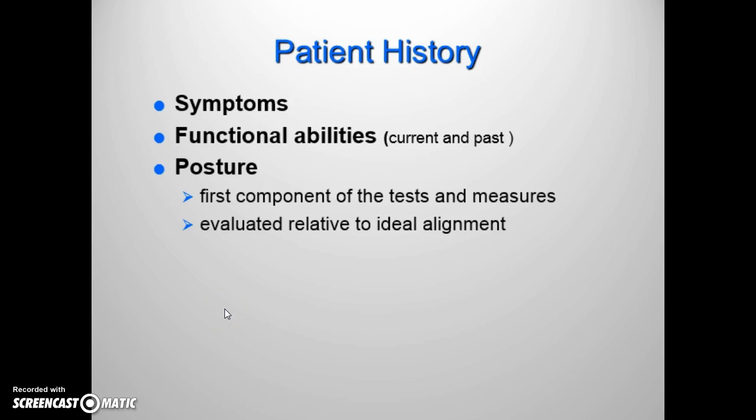What's included in the patient history are the symptoms, such as pain, lack of function, that kind of thing, functional abilities, current and past, and their posture. This is the first component of tests and measures for most of your patients, and it needs to be evaluated relative to postural alignment.